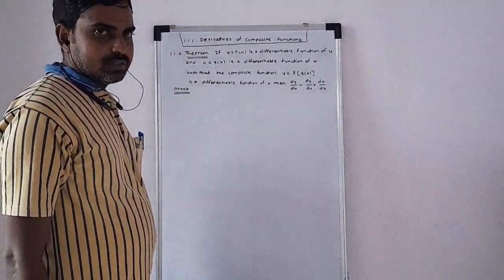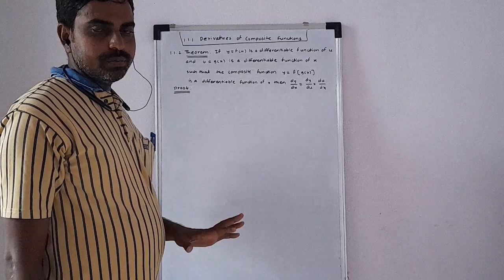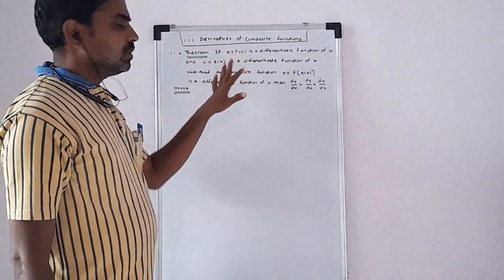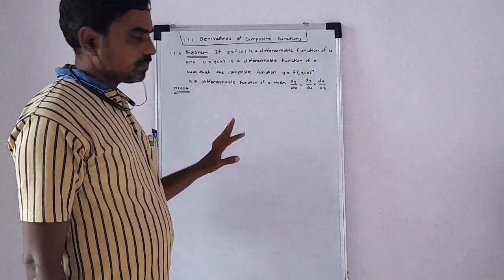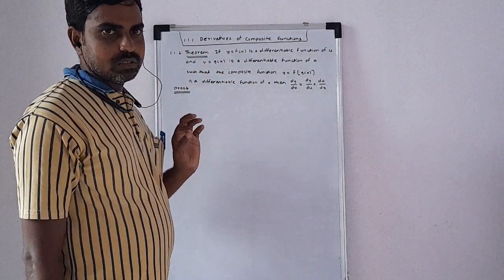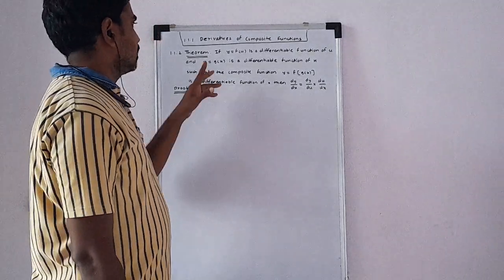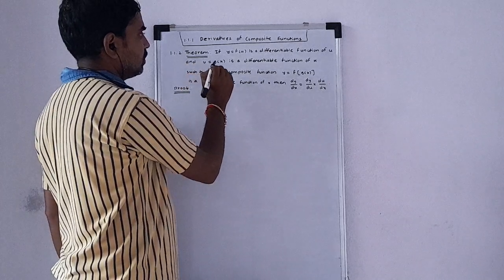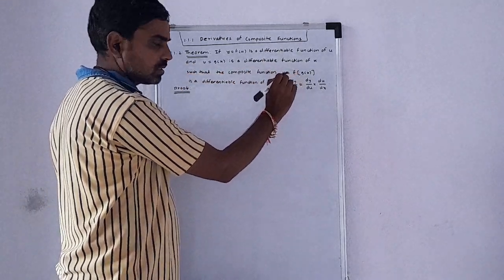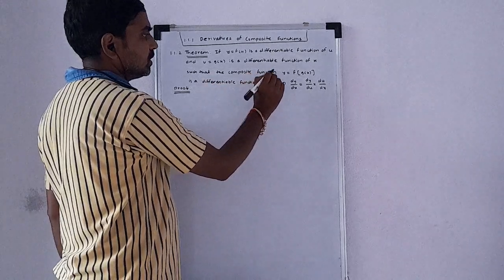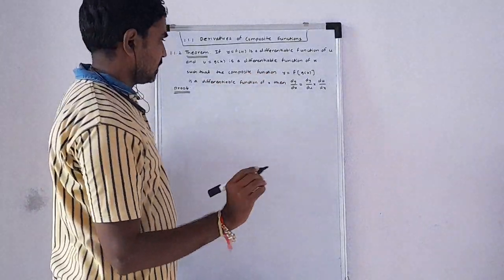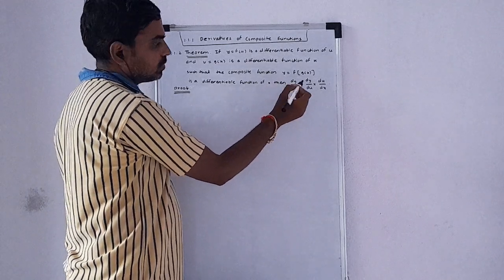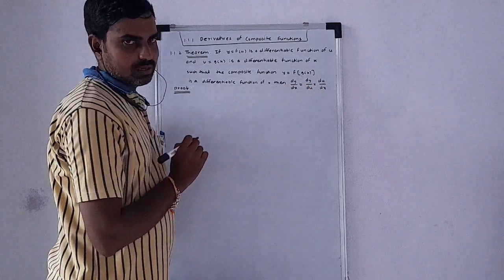Hello students, our first topic in derivative differentiation is derivative of composite functions. In this topic, we will prove the first theorem for composite functions. Statement for the theorem is: if y equal to f of u is a differentiable function of u and u equal to g of x is a differentiable function of x such that the composite function y equal to f of g of x is a differentiable function of x, then dy by dx equal to dy by du into du by dx.